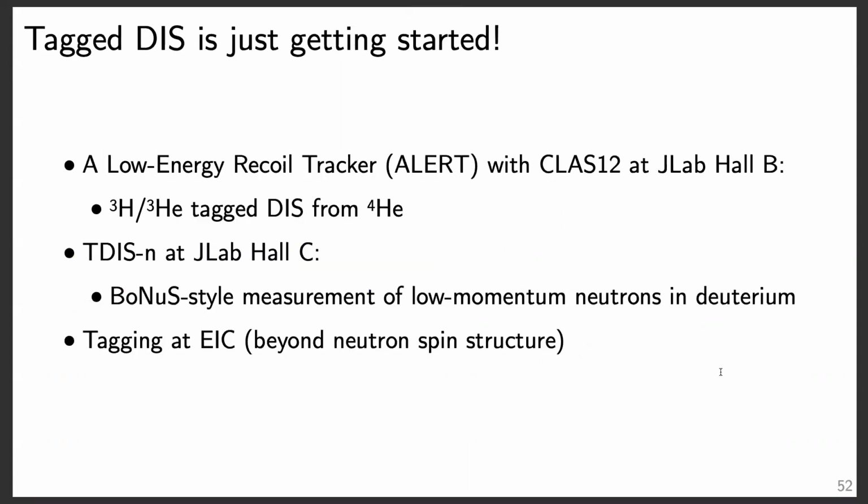So in closing, tag DIS is just getting started. There are many more efforts for performing tag DIS both at JLab and at the EIC. There is the low energy recoil tracker ALERT with CLAS12 at Jefferson Lab, which is actually really cool. They want to look at DIS from helium-4 and actually tag on the A-1 system, so either helium or tritium. There's also going to be what's called TDIS-N in JLab Hall C, which is going to perform a BONuS style measurement of low momentum neutrons in deuterium.